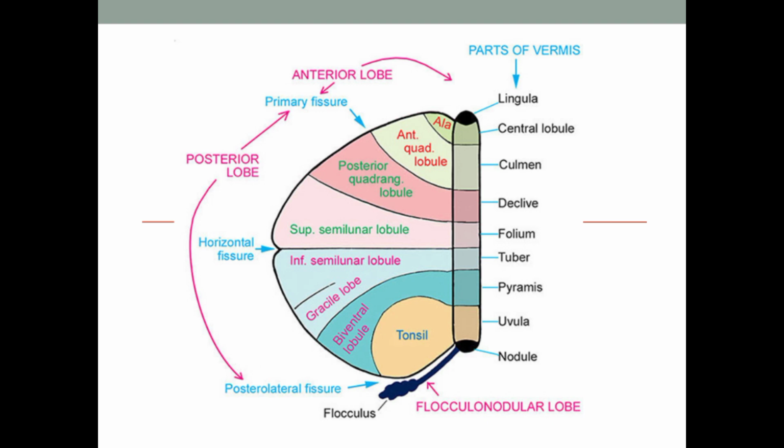Okay, this is the cut-open view that you see. In the center, this part is called the vermis. On either side, what you are seeing is called the hemisphere. We look into the parts of the vermis and the hemisphere in this figure. These in the center are the parts of the vermis, and on either side you will see the parts of the hemisphere.